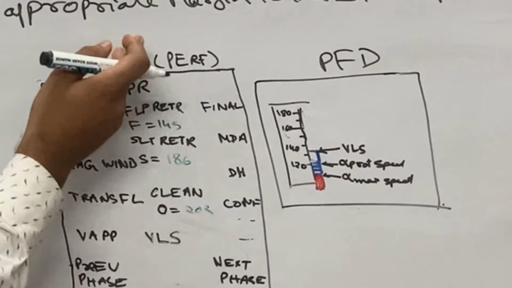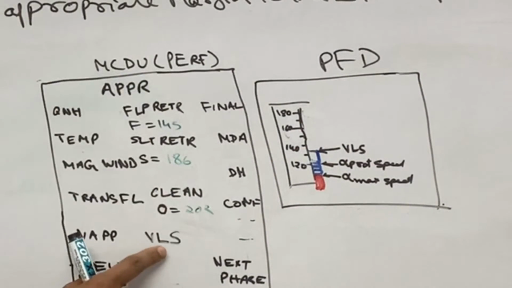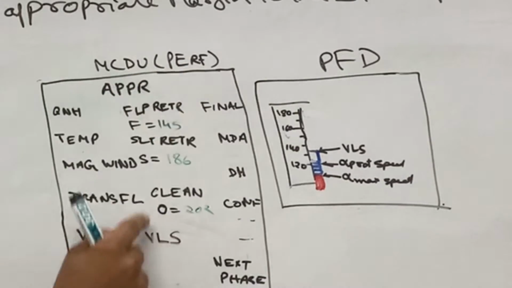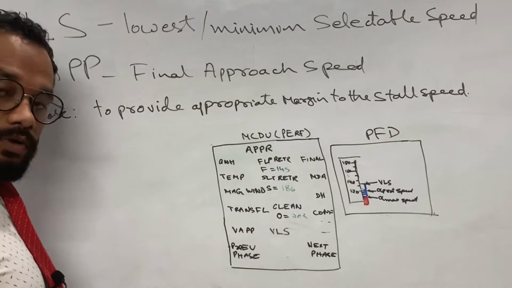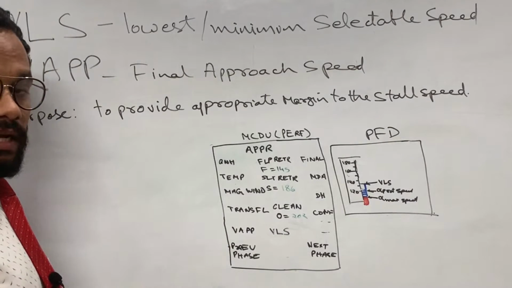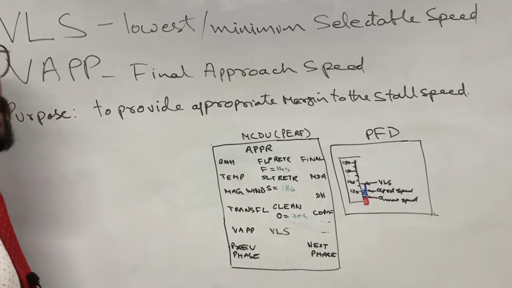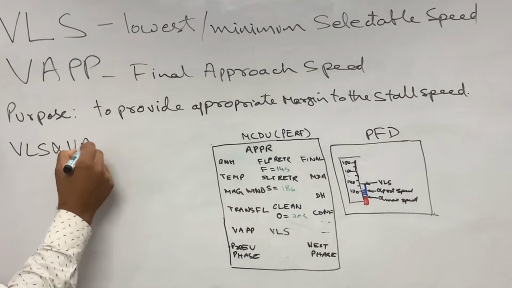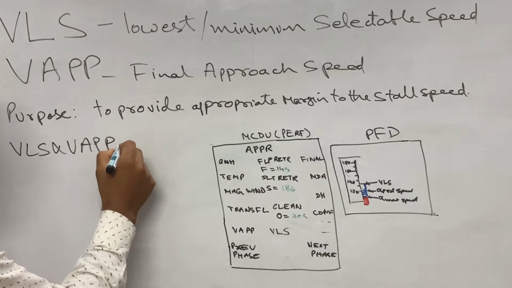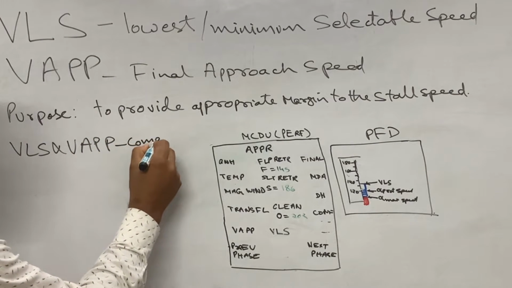Next, on the MCDU, where is the VLS indicated? It's indicated on the MCDU performance approach page. You can see it here. This is the VLS. And what about the final approach speed? You can see it here. So that's what we have discussed till now. Next friends, let us learn how VLS and VAPP are computed.